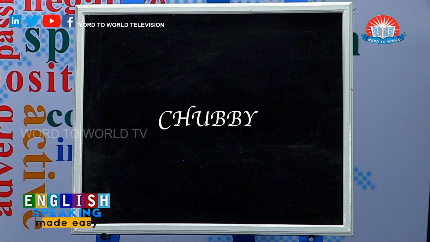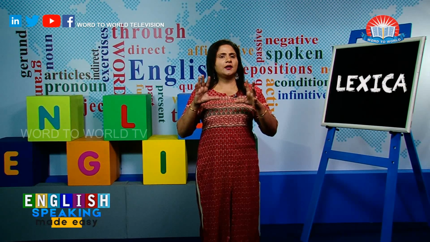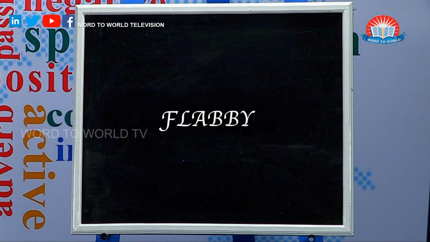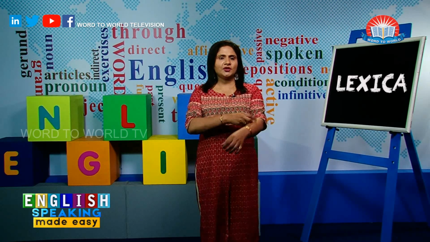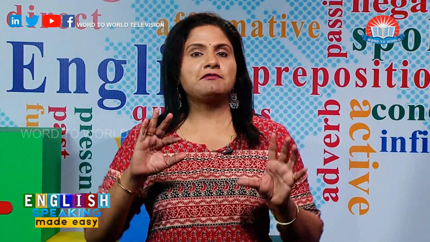Chubby is a very polite way of saying that someone is overweight. This is a better equivalent to using the word fat. Another word is flabby. You can feel your skin sagging a little bit because you have very poor muscle tone. That could be because you haven't been getting a lot of exercise. So you refer to those people as being flabby.